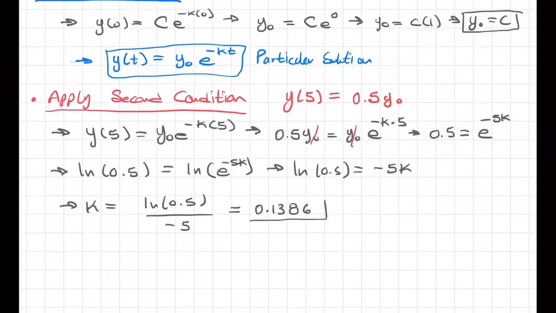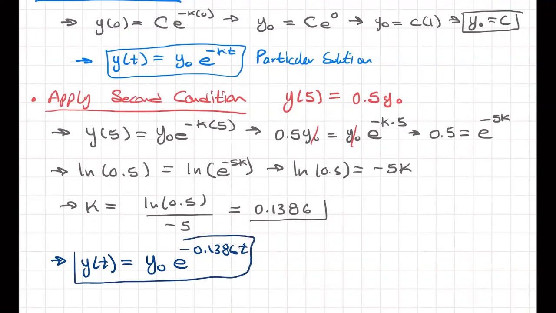So when we do this, we get our actual solution. We have y as a function of time equals y naught e to the negative 0.1386 t. And this will be the equation that will model our moisture or water loss. This will be our actual particular solution, or more exact particular solution.